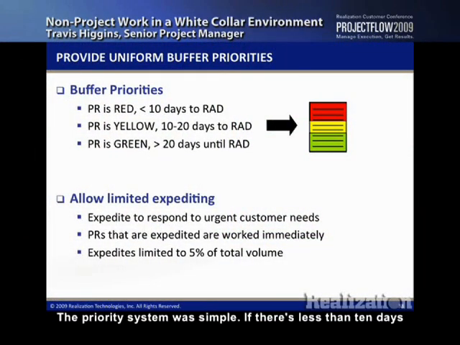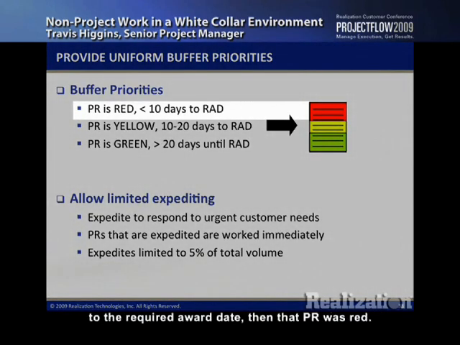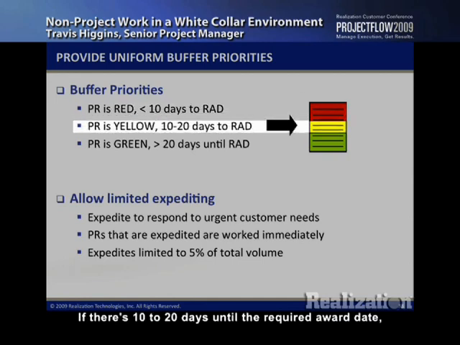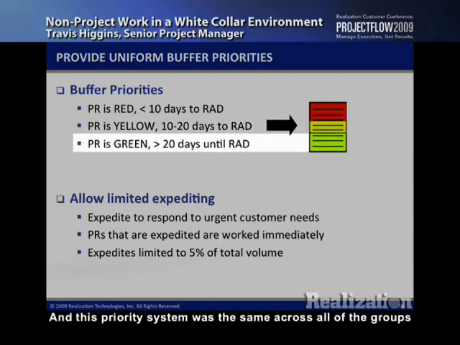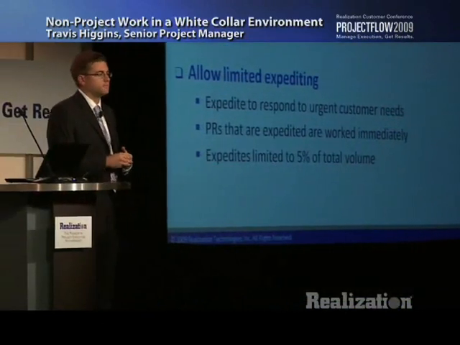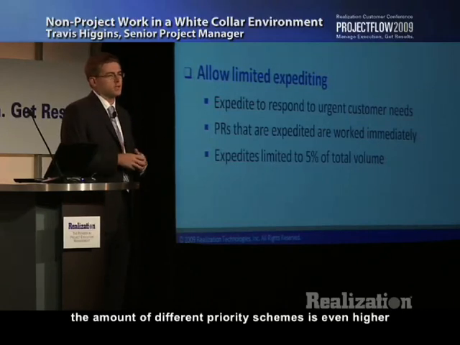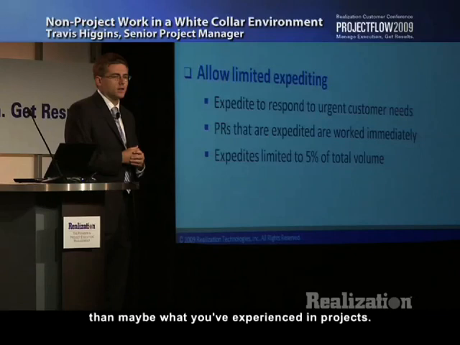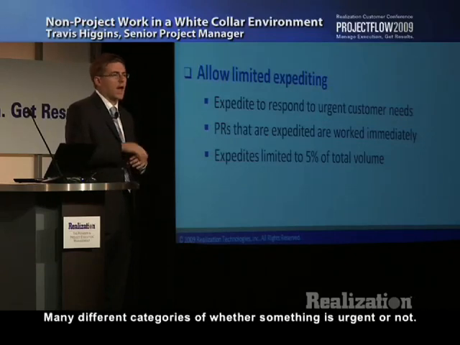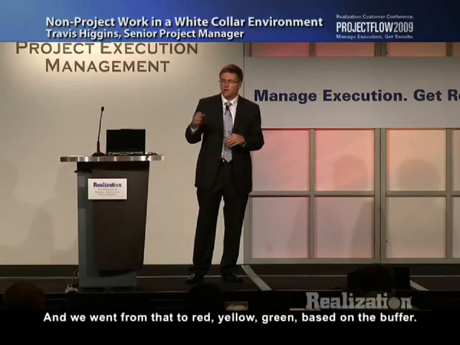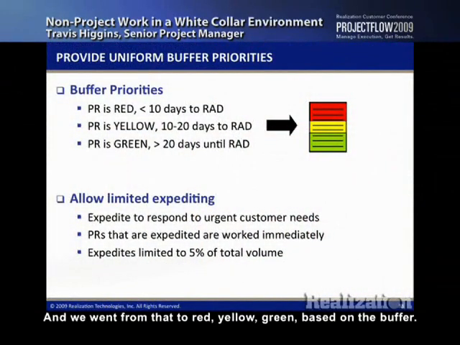The priority system was simple. If there's less than 10 days to the required award date, then that PR was red. If there's 10 to 20 days until the required award date, it would be yellow, and a green zone for greater than 20 days until red. And this priority system was the same across all of the groups in the organization. So if you can imagine the change, when you have this much volume, the amount of different priority schemes is even higher than maybe what you've experienced in projects, many different categories of whether something is urgent or not, and we went from that to red, yellow, green based on the buffer.